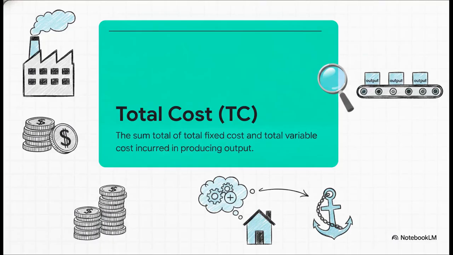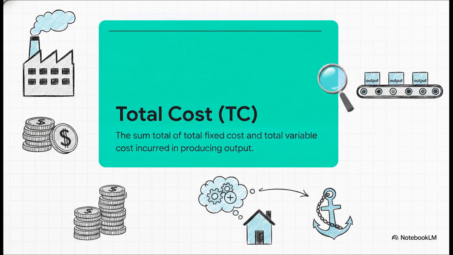The big concept we're tackling today revolves around one overarching equation, total cost. Total cost, or TC, is exactly what it sounds like. It's the total expenditure a business incurs to produce a given amount of output. It accounts for absolutely every type of input.